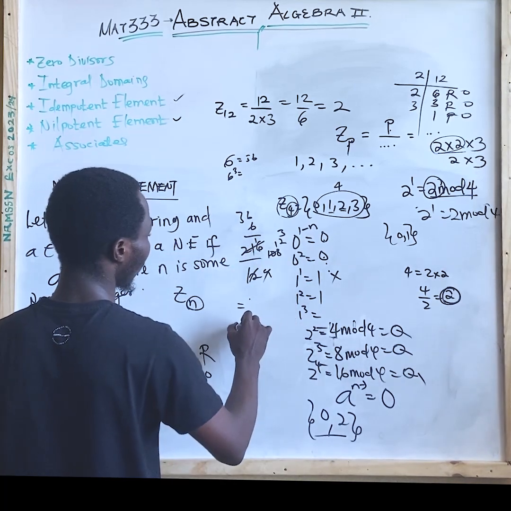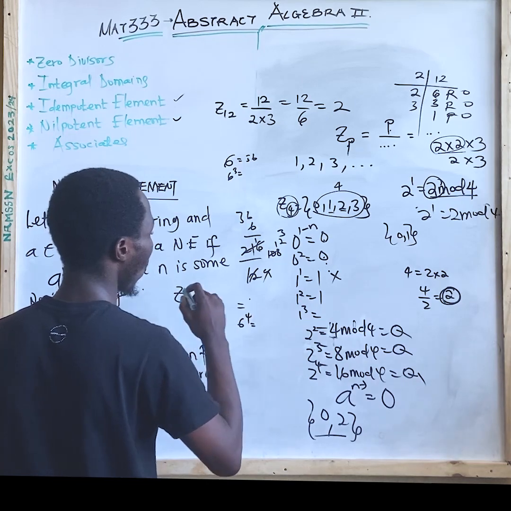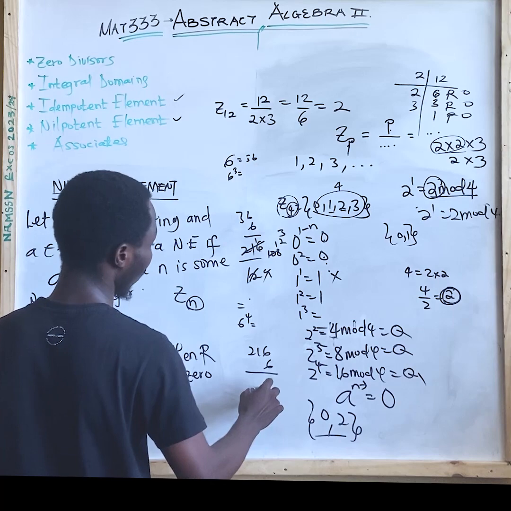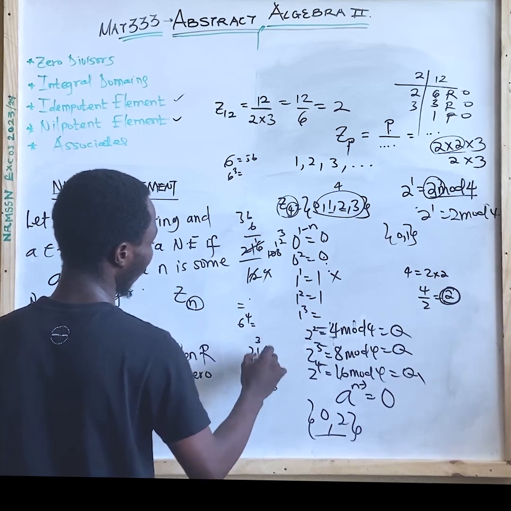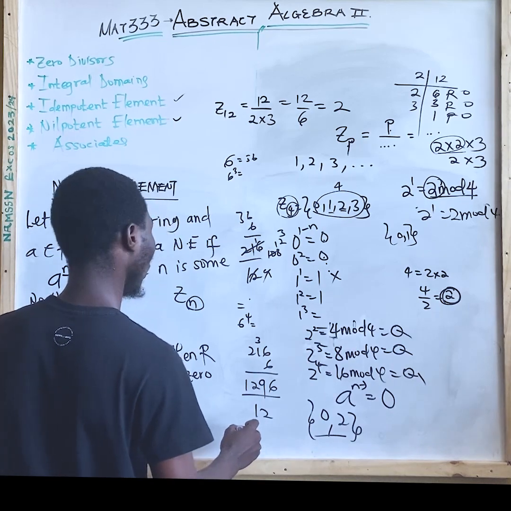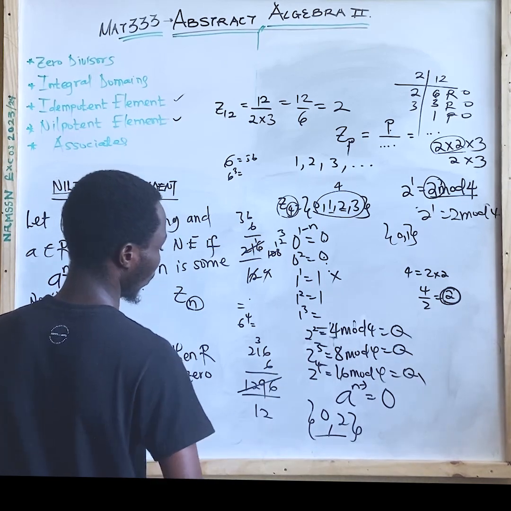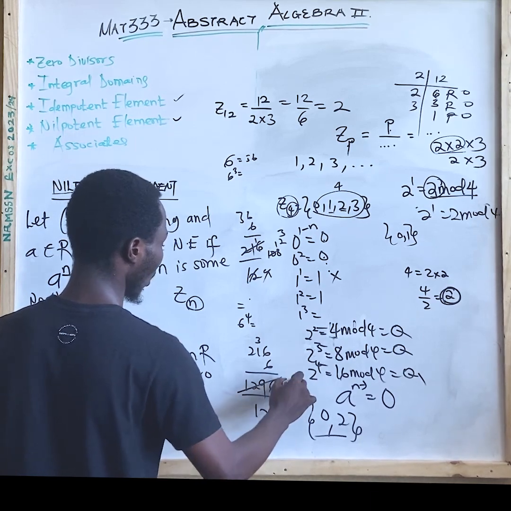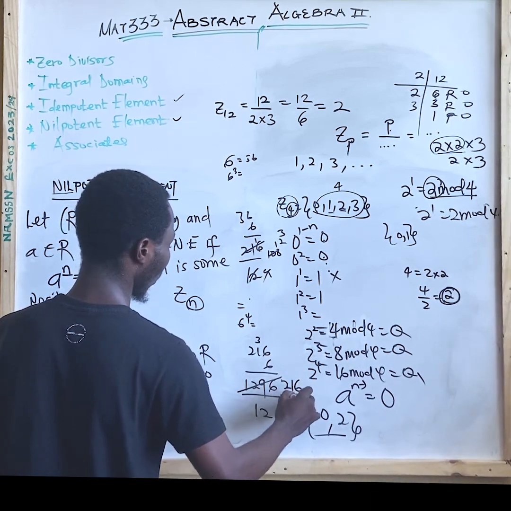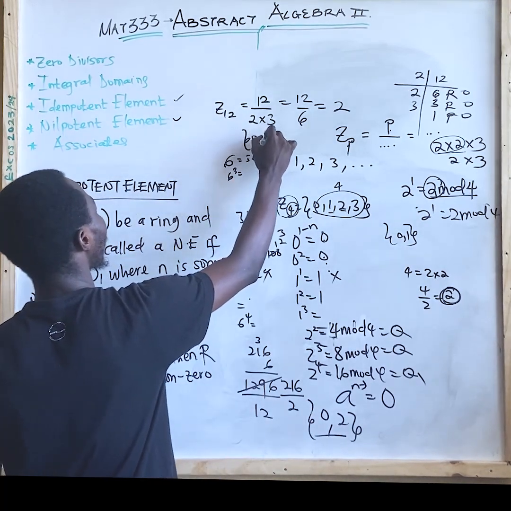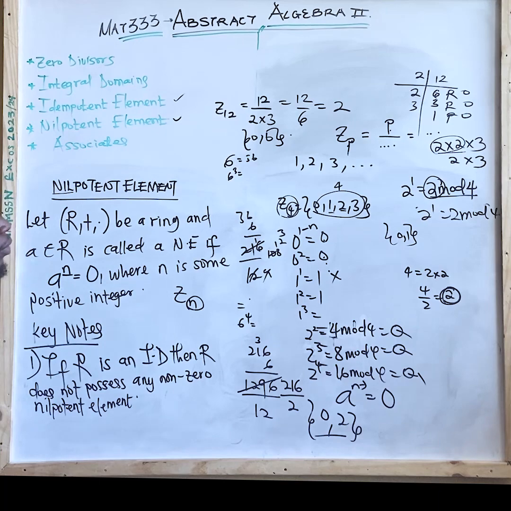Okay, 6 raised to the power 4. That's 216 times 6. 6, 3, 9, 12. Let's divide it by 12. 6 cancels this how many times? 2 times. 1, 6 times twice. Okay, yes, 6. So 0 and 6. 0 and 6 are the nilpotent elements in Z12.